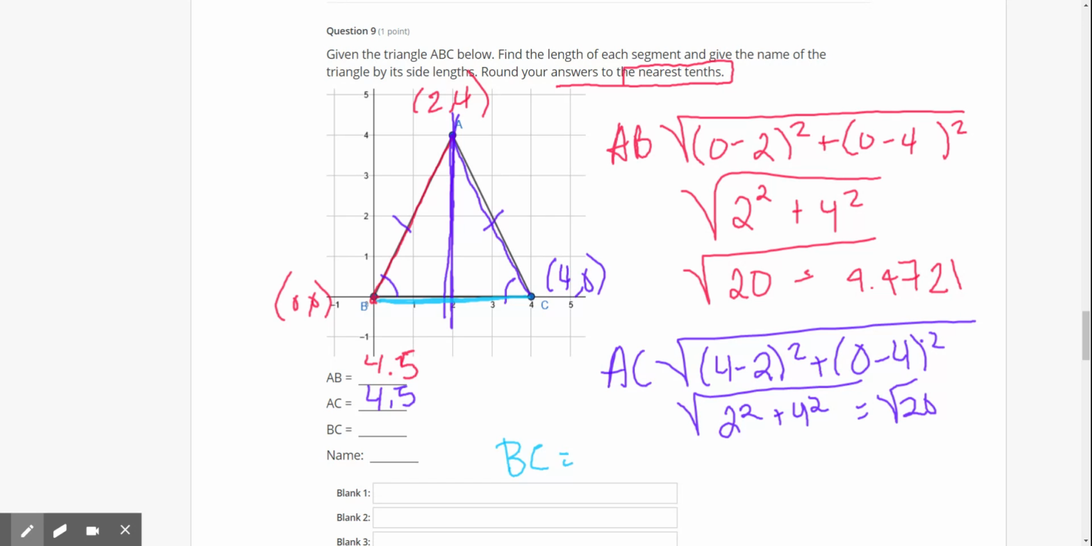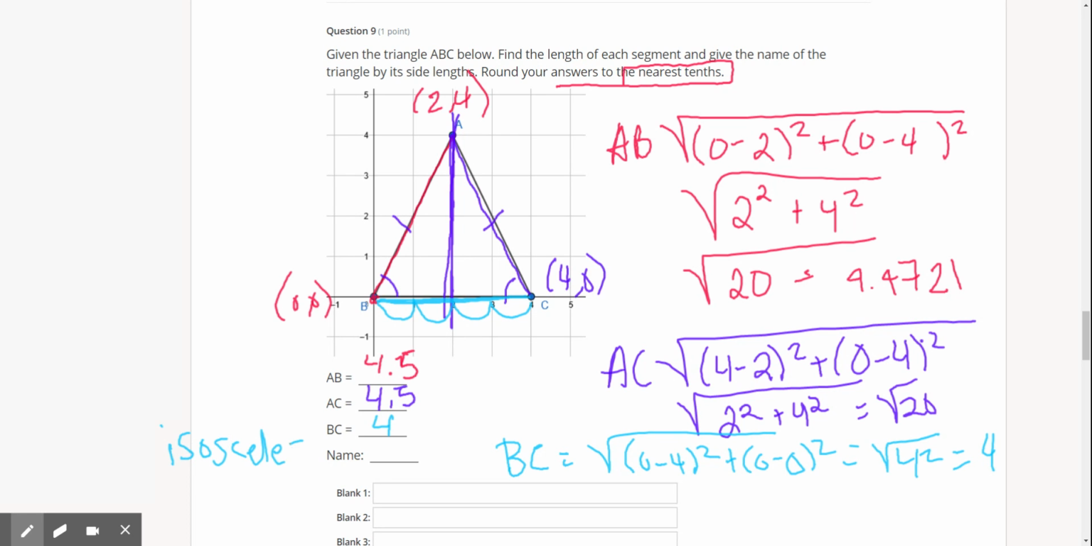If it's a straight line, I should just be able to count, right? So 1, 2, 3, 4. If it's horizontal or vertical, you should just be able to count. If we're not sure, we can always do the formula. So 0 minus 4 squared plus 0 minus 0 squared is just going to give me the square root of 4 squared, which is 4. So now that I've confirmed, I've got two sides that are 4.5 and one side that's 4. What kind of triangle do I have? And I always spell isosceles wrong. Isosceles, I think.